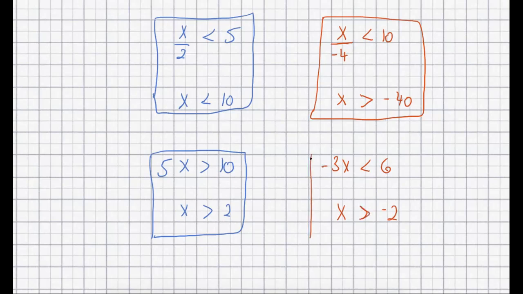Okay. So that's it for normal inequalities. Now let's go for quadratic inequalities. It's not that hard. So let's say you have, and this is part of the test, x squared minus x minus 2 greater than 0.